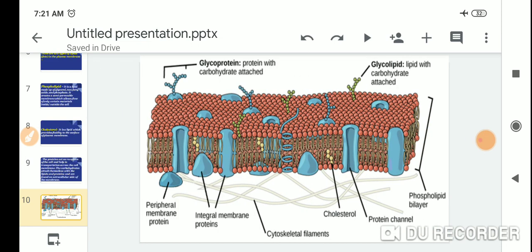Look at this picture. Glycoprotein and glycolipid. On the left side is the glycoprotein and on the right side the glycolipid. Glycolipid is a lipid with carbohydrate attached, and glycoprotein is a protein with carbohydrate attached.